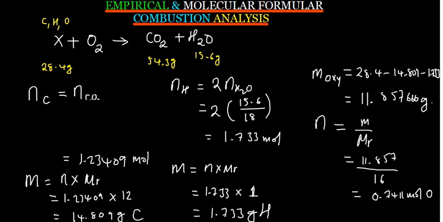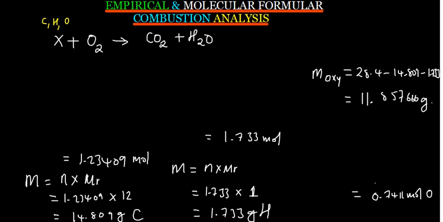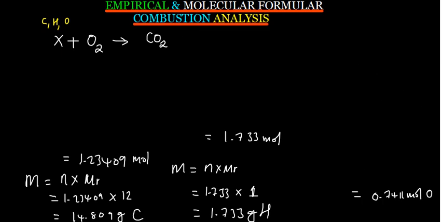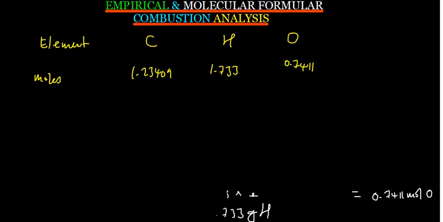Now we can determine the empirical formula. We know the moles of carbon, the moles of hydrogen, and also the moles of oxygen. So I'll write element: carbon first, hydrogen, and then oxygen. I'll go direct to the moles. For carbon, that is 1.23409. Hydrogen is 1.733. Oxygen is 0.7411. Which one is the smallest number here which we are going to divide everything through by?